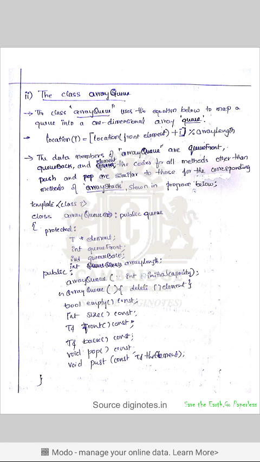You can see the class implementing the public queue. Here we have the element member, q front, q back and the array length. Again we have a constructor, destructor, empty, size, front, back, pop and push. So this is the class of the array queue.